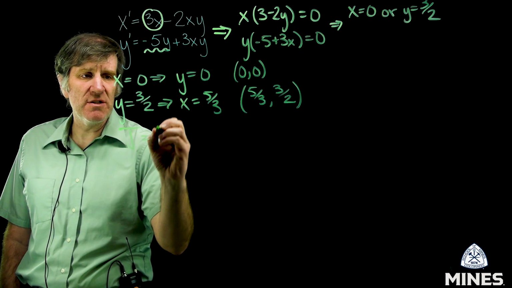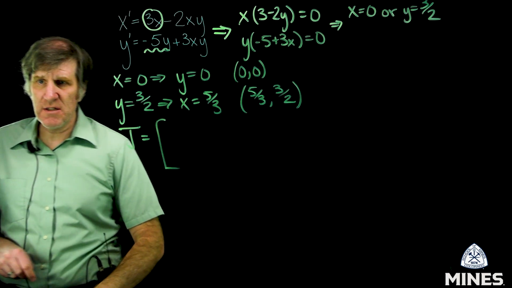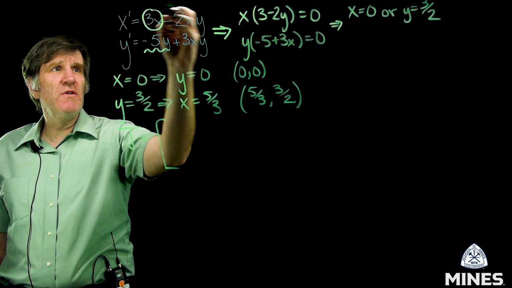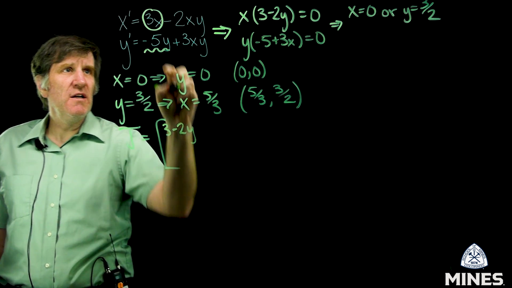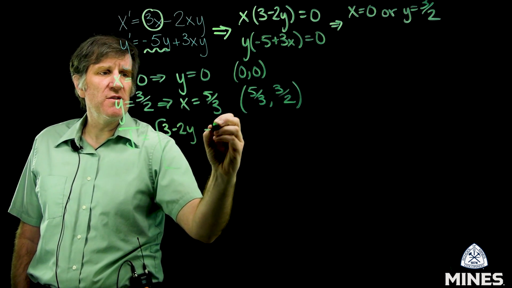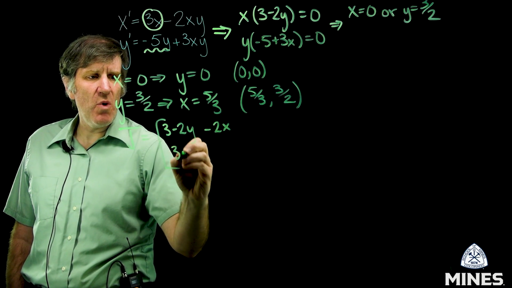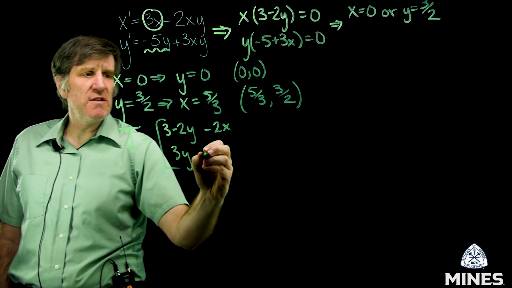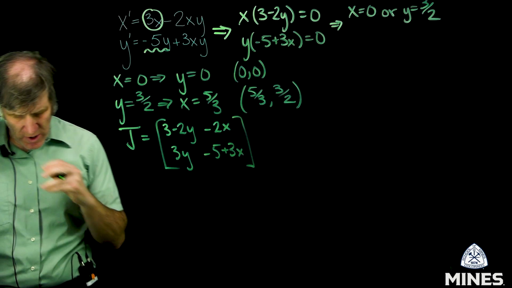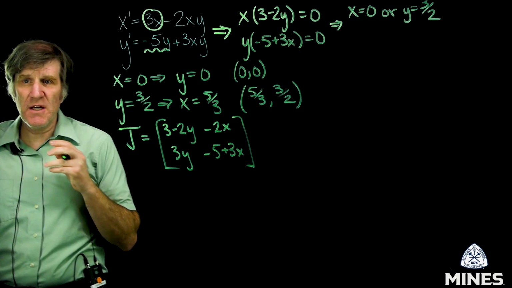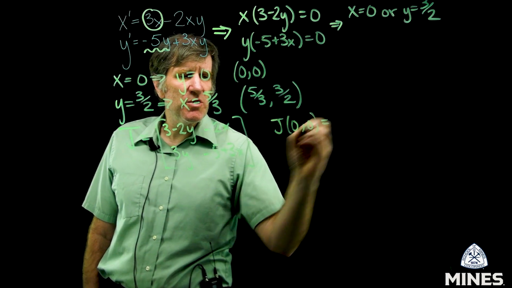And for the stability, it's the Jacobian that we care about and that we use for our analysis. And the Jacobian here: the derivative of the first equation with respect to x is 3 minus 2y, and the derivative of the first equation with respect to y is negative 2x. The derivative of the second equation with respect to x is 3y, and with respect to y is negative 5 plus 3x. So there's our Jacobian. And what we need to do is evaluate the Jacobian at each equilibrium solution.